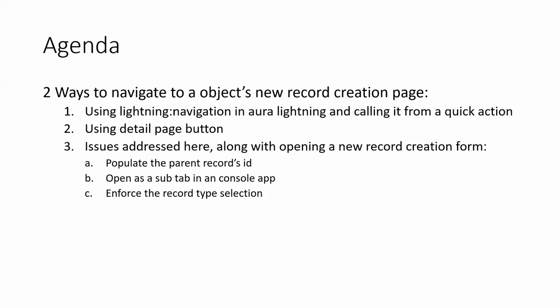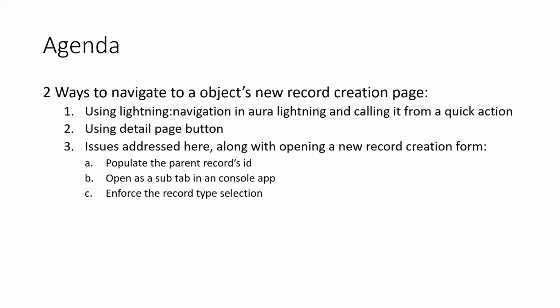Hi everyone. So today's agenda is learning how to navigate to a record creation page. So let's say there are two objects. One is parent, other is child. Now from parent, you always have a related list for the child. And from there, you have a new button to always create a record.